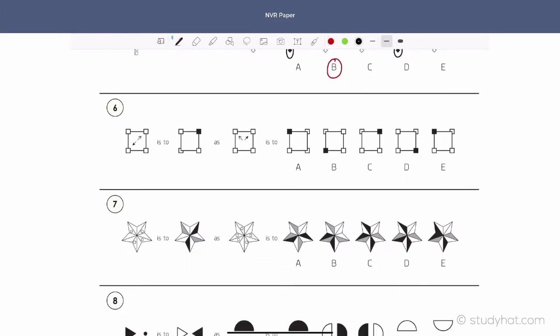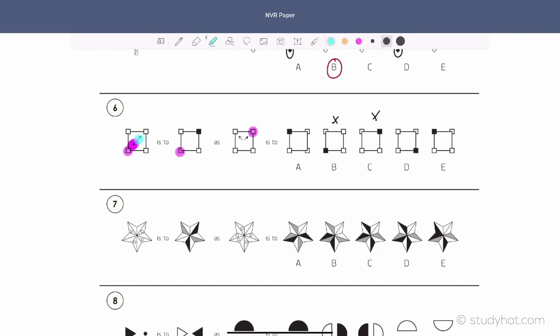Question 6. First of all, we've got a square where the black arrow is pointing to, this square here, and you can see what's happened to that. It's been hidden. So that means this square also needs to be hidden. So we can get rid of this, we can get rid of this, and we leave the other options.